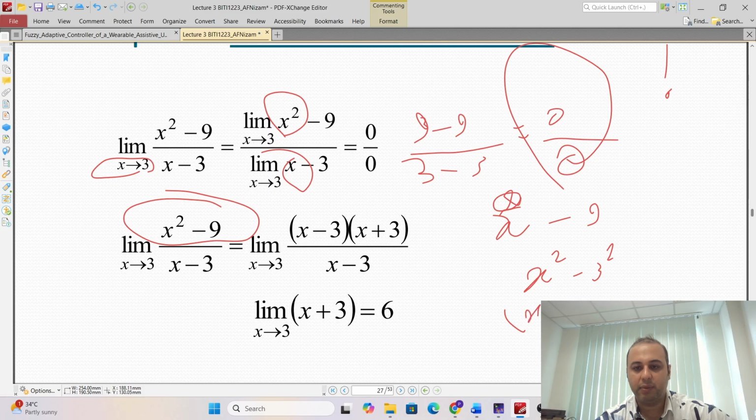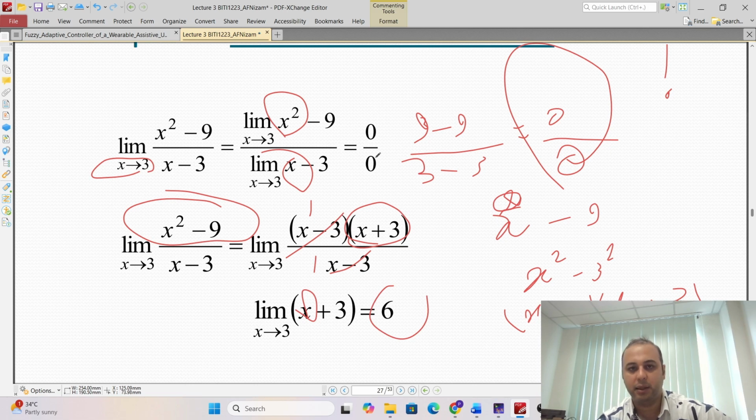simply I can say (x minus 3)(x plus 3). Downside I have x minus 3. Okay, so in the top side and downside I have similar terms, so I can ignore them, or I put 1 in here, right? So if I only find the limit of this, means substitute x with 3, I can find the answer too. So the real answer is 6, not 0 over 0.